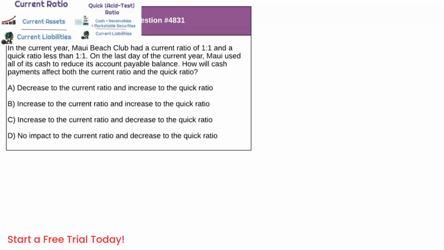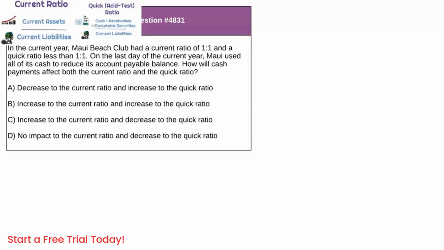Now this question says that Maui used all of its cash to reduce its accounts payable balance, right? And we need to figure out how that impacts their current ratio of 1-to-1 they had previously, as well as a quick ratio that was previously less than 1. So what I would recommend for this is set up a fake balance sheet that has these ratios, right? And then we can assess the impact of that transaction on the ratios and see how the ratio actually changes. That's the best way to do it.